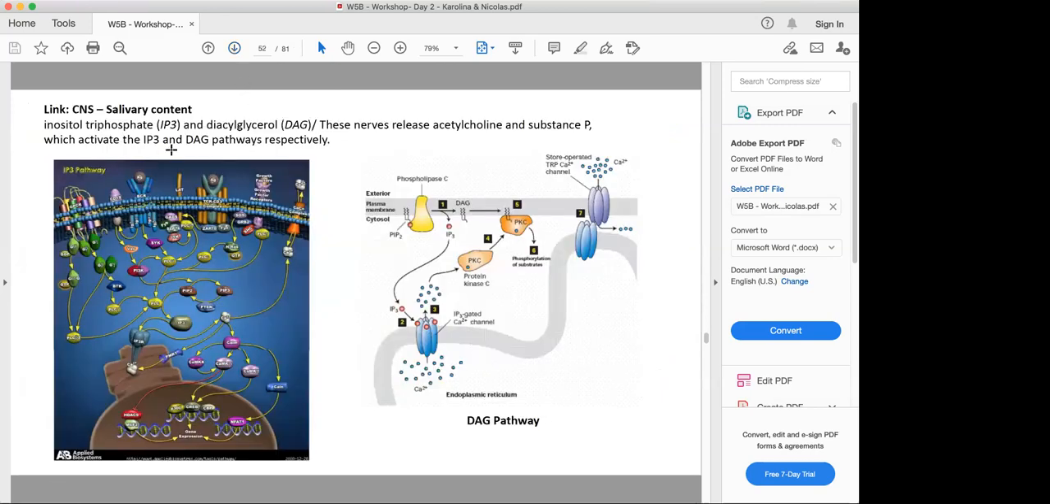And then, of course, you can always go to the publications also to find in which processes those genes can be involved.